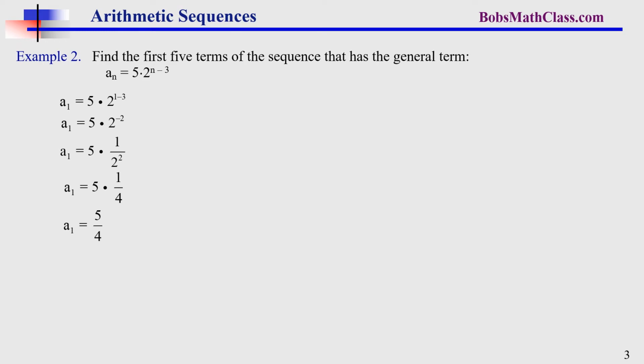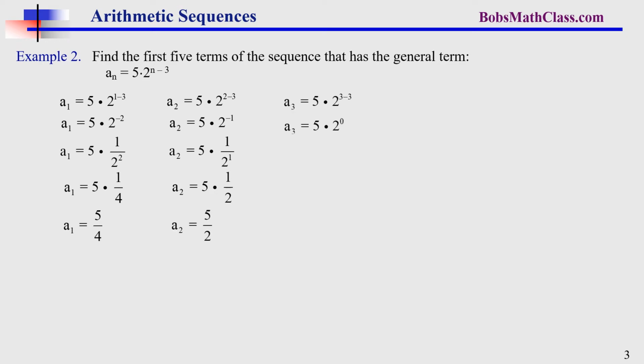Okay, try to work out the rest. The second one is 2 to the negative 1. 2 to the negative 1 will be 1 over 2 to the 1. That'll give us 5/2. 2 to the power 0 is 1. So 5 times 1 is 5.